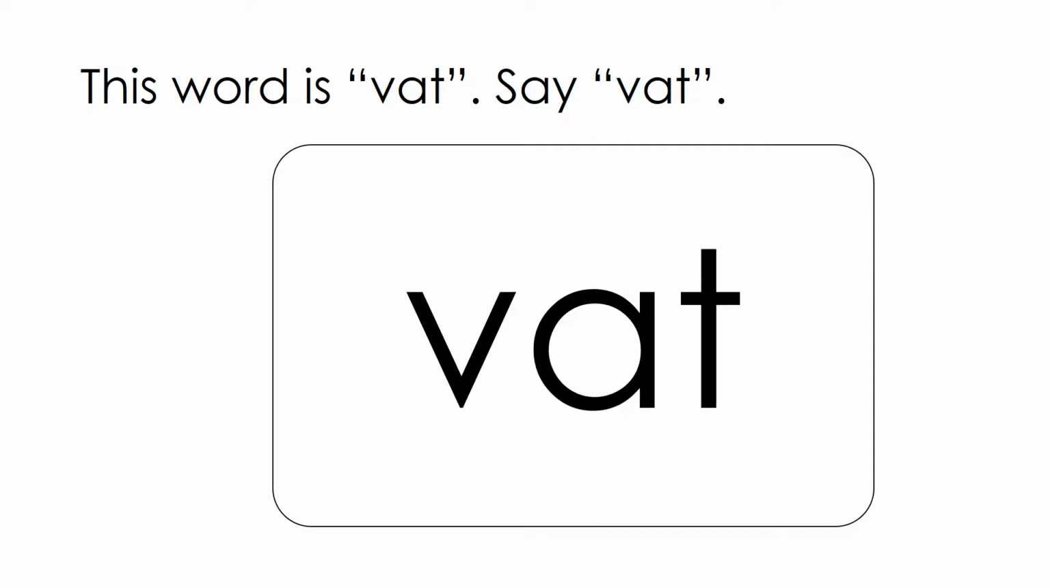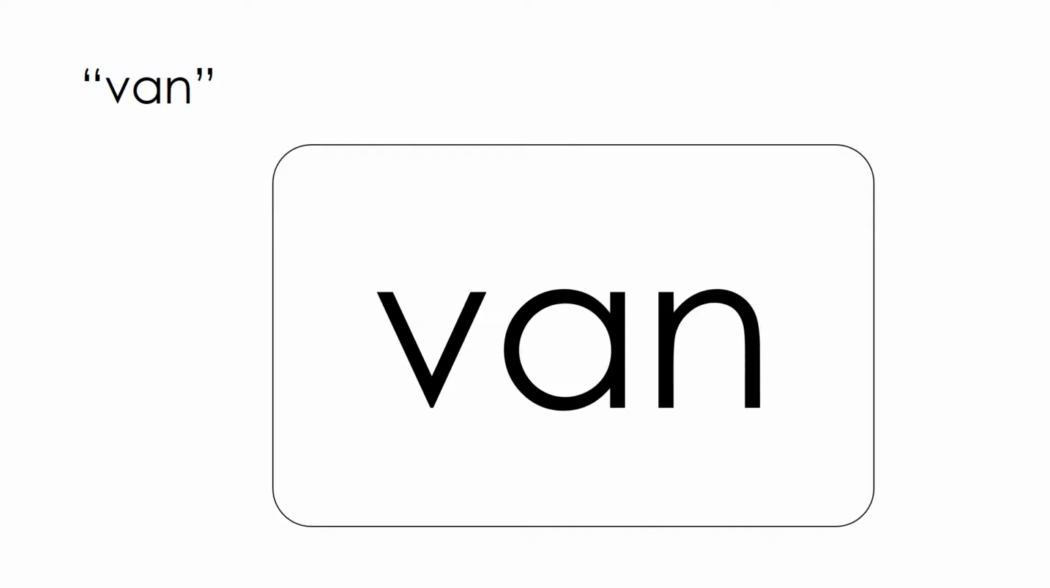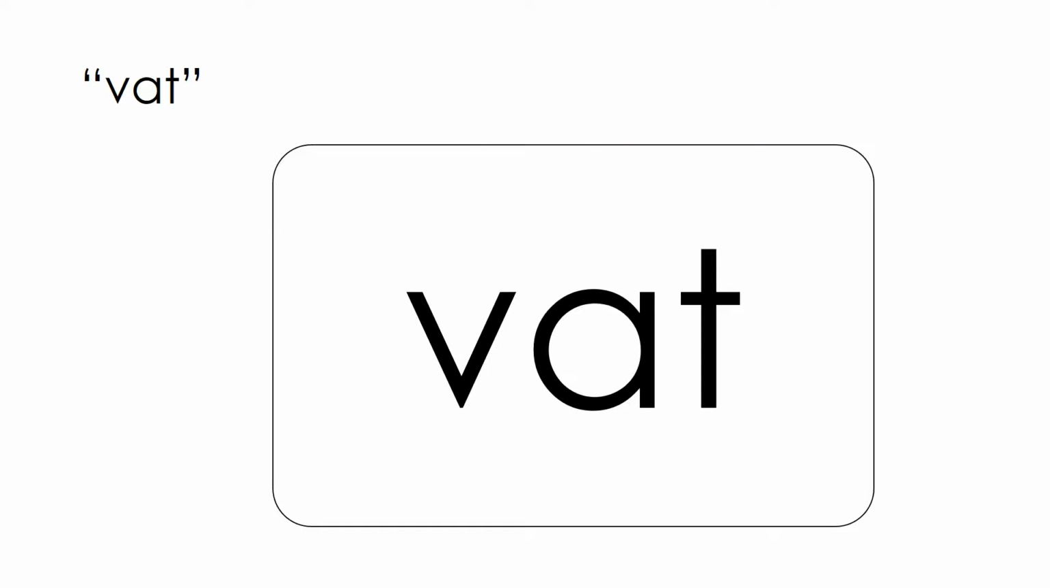This word is vat. Say vat. If you change the t in vat to n, what word do you have? Van. If you change the n in van to t, what word do you have? Vat.